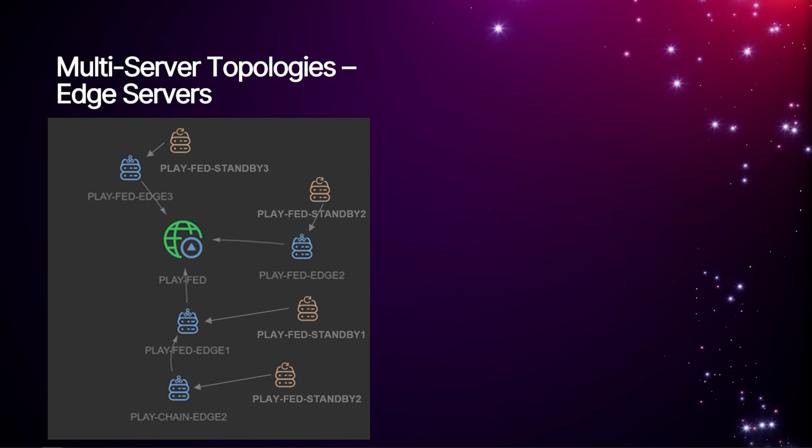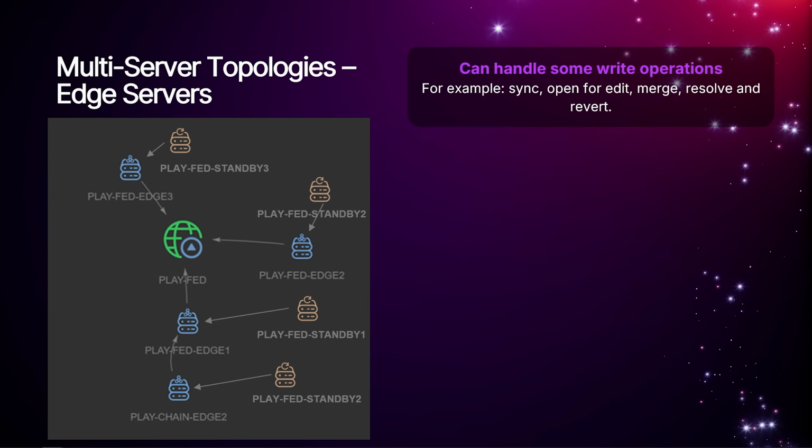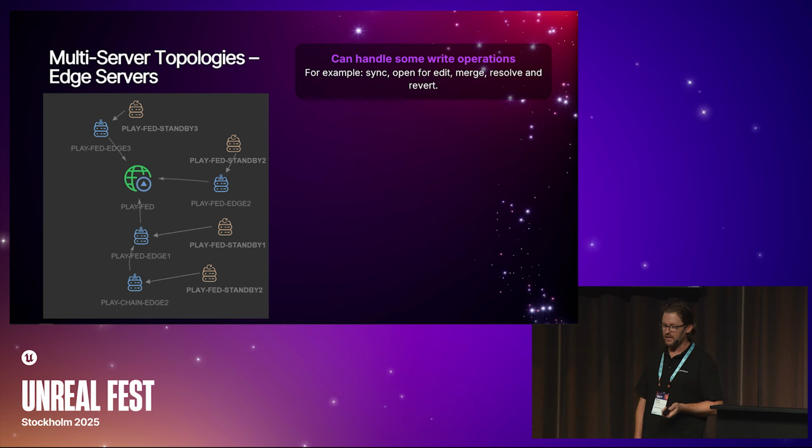All right, so then moving to the most complicated part of this one, you're going to see a bunch of edge servers in blue, and then each of those edge servers actually has a standby server because this is where you actually need to get into a little bit more complicated DR strategy. Why do you want to move to an edge server? Well, number one, some write operations like sync, opening for edit, resolve, merge, revert can all be done through the edge. It doesn't need to go back to the commit server.